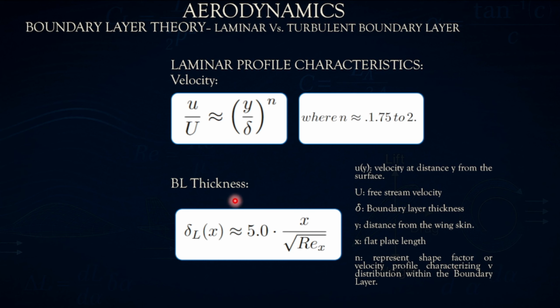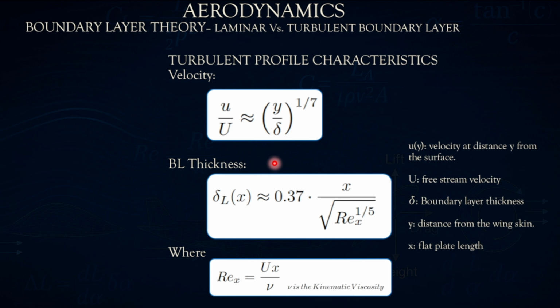As for the boundary layer thickness, delta at x is around 5.0 for the laminar profile, times x, which is the flat plate length, or if you will, the chord line, divided by the square root of the Reynolds number at x, okay? So now, meanwhile, for turbulent profile characteristics, the velocity is u divided by big U.